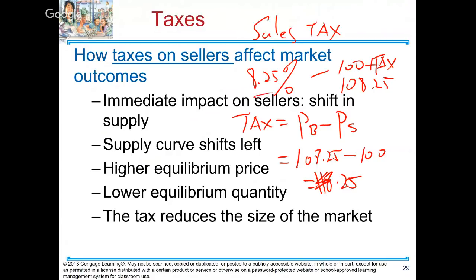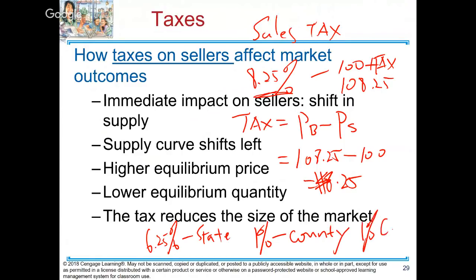By the way, if you want to know how much of this 8.25% is paid to the federal government: 6.25% is paid to the state, 1% is paid to the county, and 1% is paid to the city. So 0% is paid to the federal government. That's why it's called a state and local tax. And that's why some states in America don't even have a sales tax. The state of Oregon and the state of Alaska don't have a sales tax, so whatever you buy over there, you can save your 8.25%.